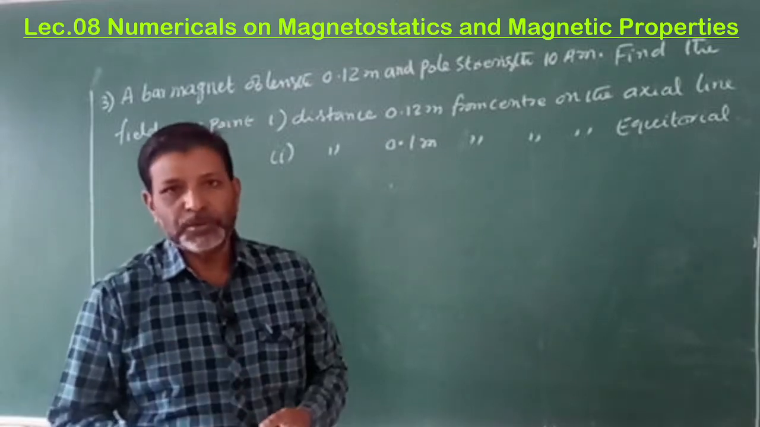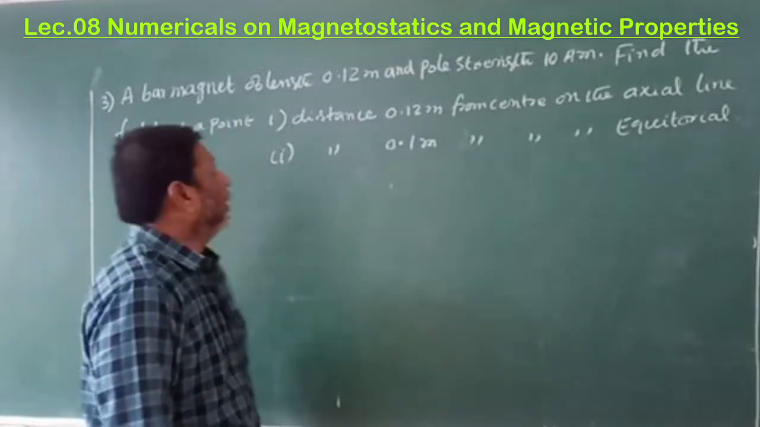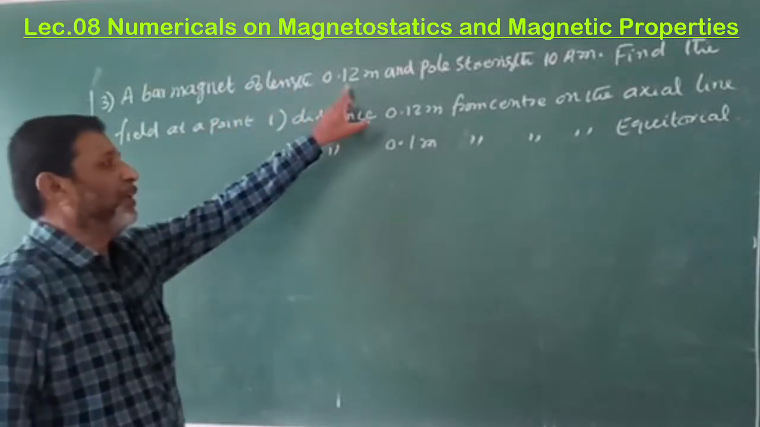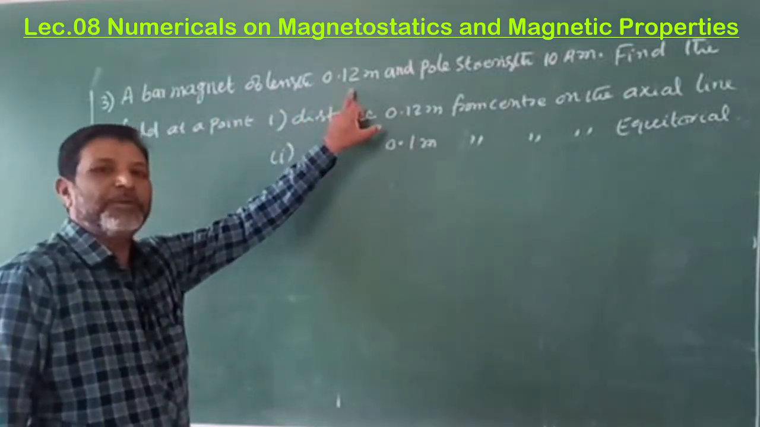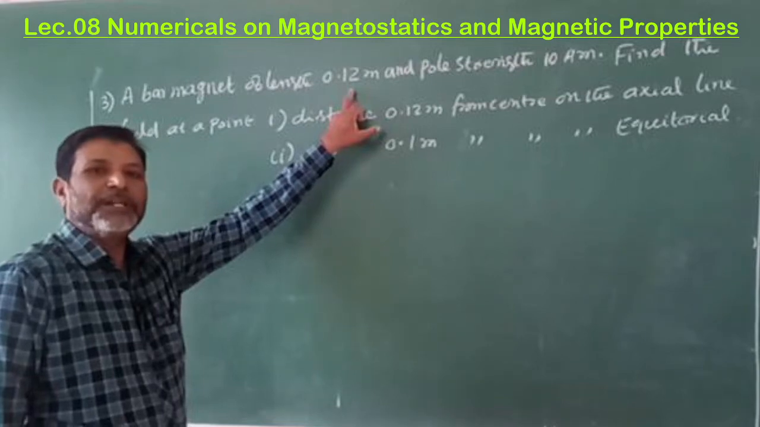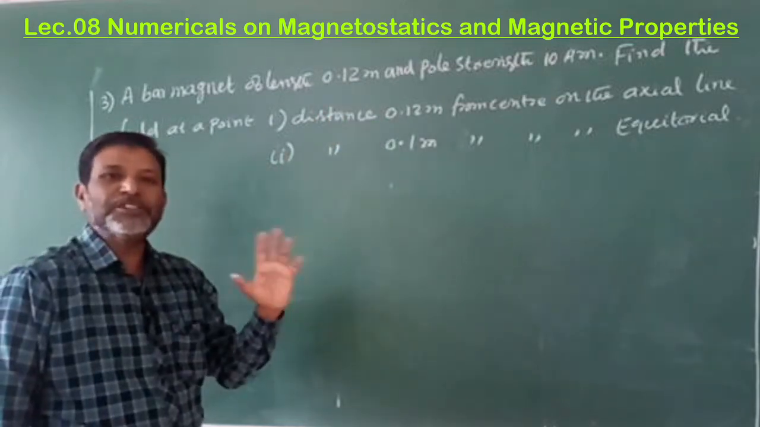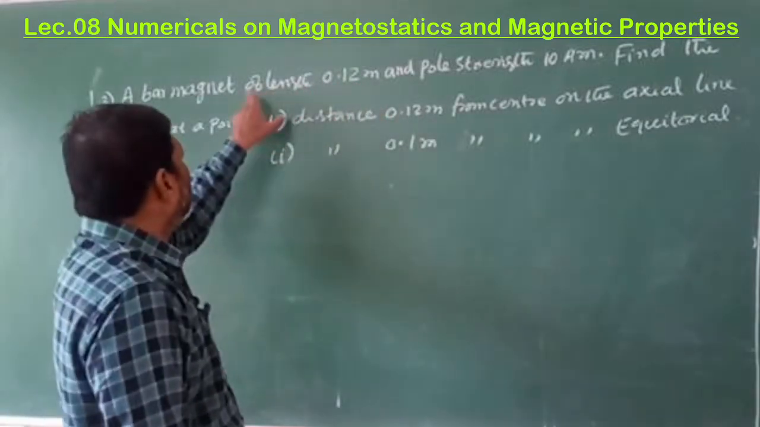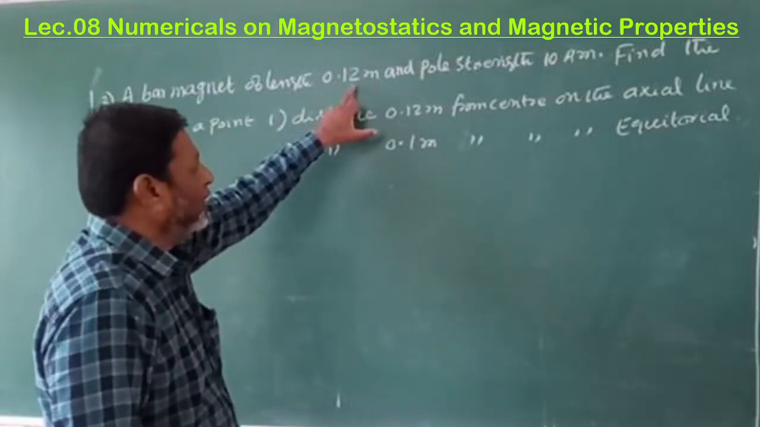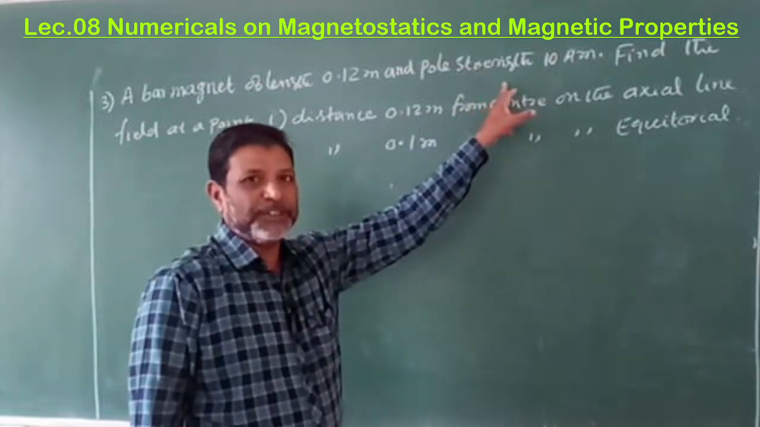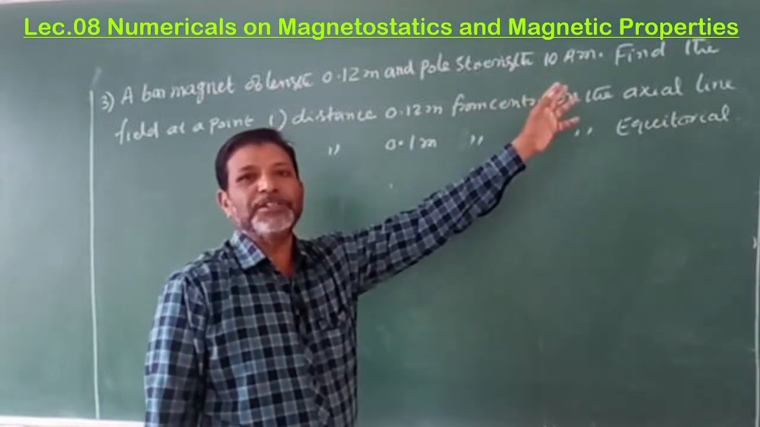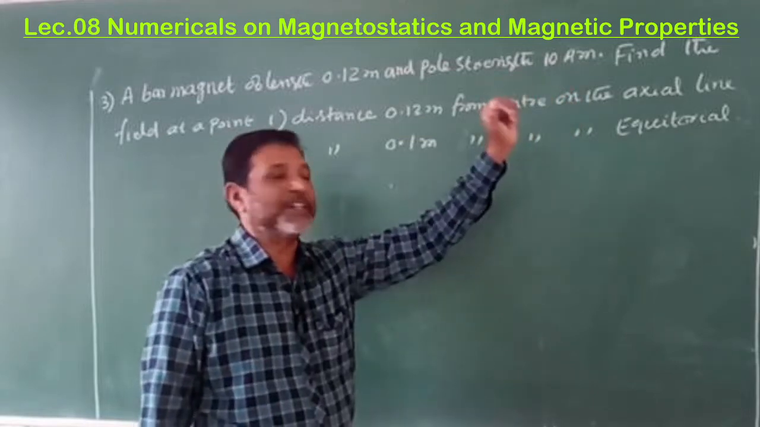Now, let us come to the third problem. Here, a bar magnet of length 0.12 meters. Since the length of the magnet is given to you, you should not consider it as a short magnet, isn't it? Then a bar magnet of length 0.12 meters and pole strength is given. Its pole strength is 10 ampere meter. Ampere meter is the unit of pole strength.